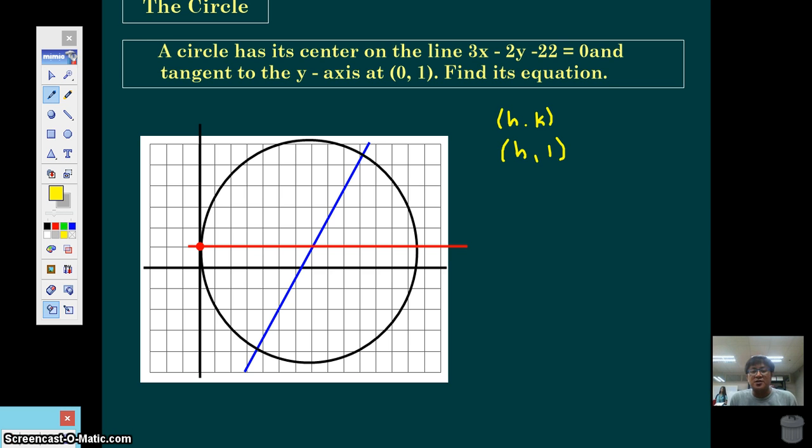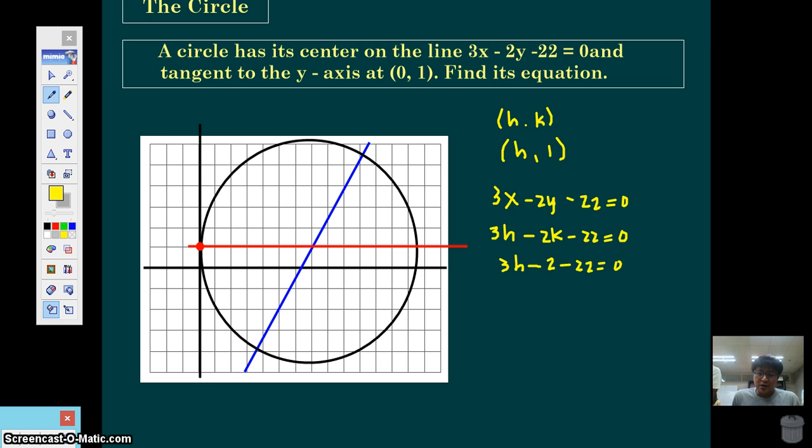Now the center of the circle will also lie on the given line 3x minus 2y minus 22 equals 0, and therefore this equation can be written as 3h minus 2k minus 22 equals 0. Since we have the value of k, which is 1, this will become 3h minus 2 minus 22 equals 0. So this is 3h minus 24, or 3h equals 24, then h is 8. So the exact coordinates of the center are (8, 1).